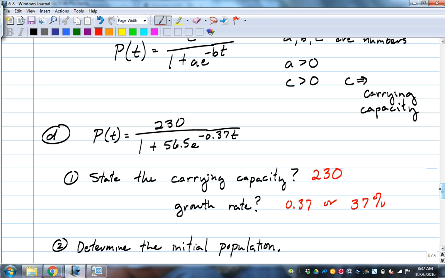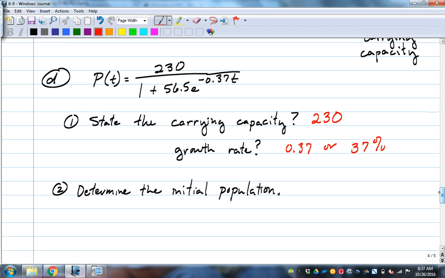Okay. Now, part 2 says determine the initial population. When is the initial population happening? What time?